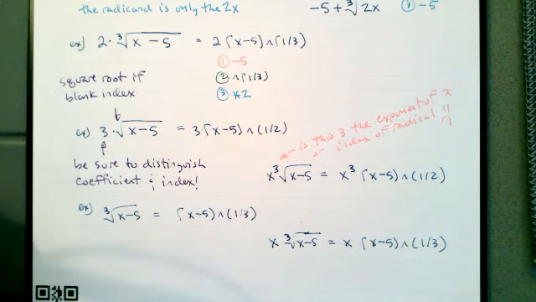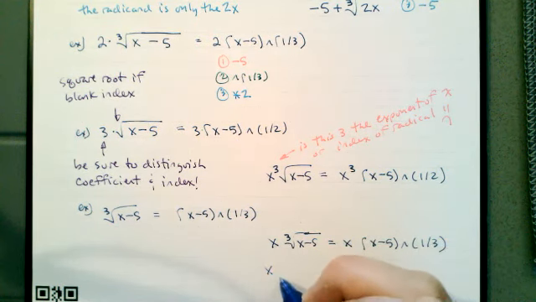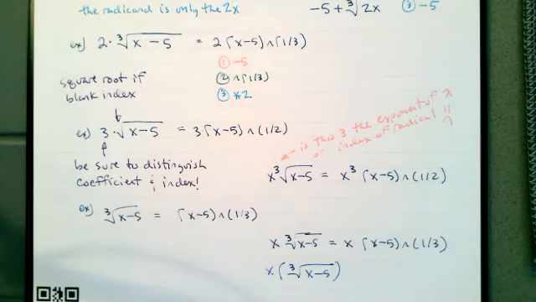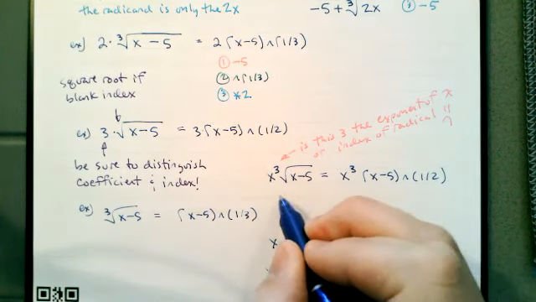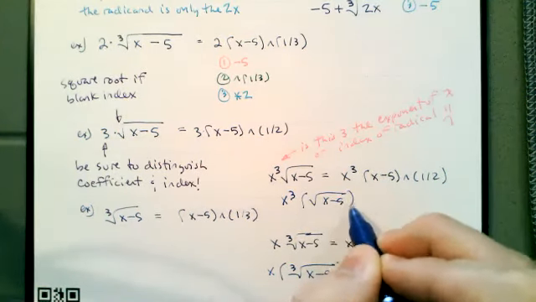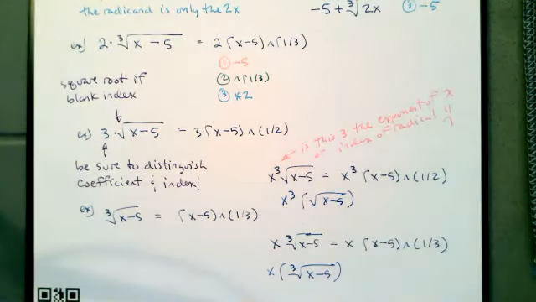You could also clarify what you're trying to say, as usual, by just dropping some parentheses. I mean this. Now it's very clear that that 3 is the index of the radical and not the exponent on the x. And you could do the same thing up here by writing x cubed times the square root of x minus 5. Parentheses are always useful for clarifying what you're trying to say.